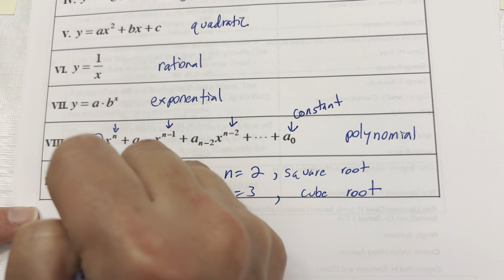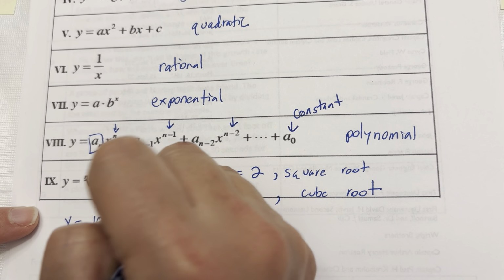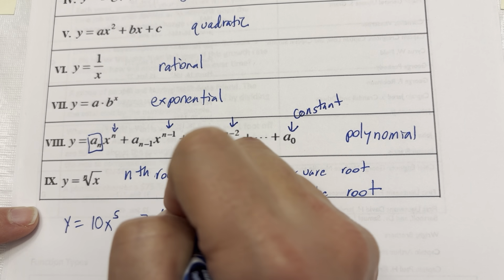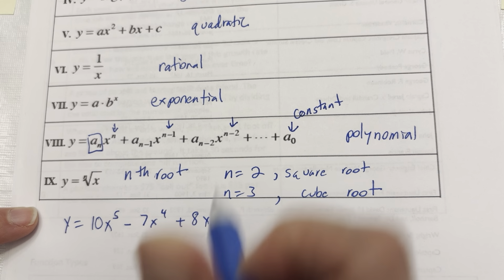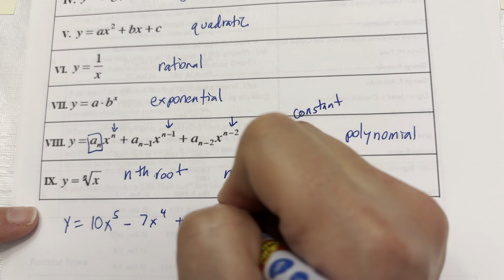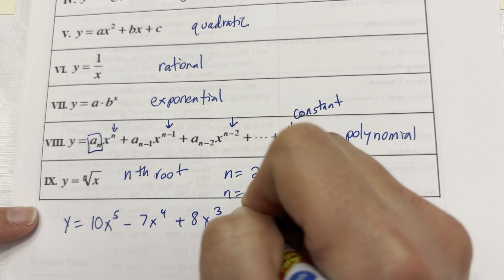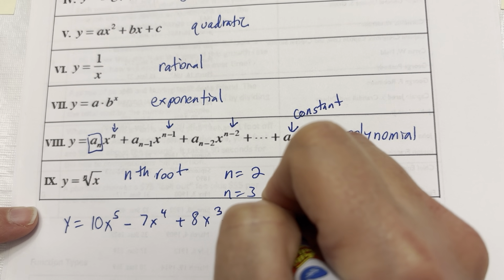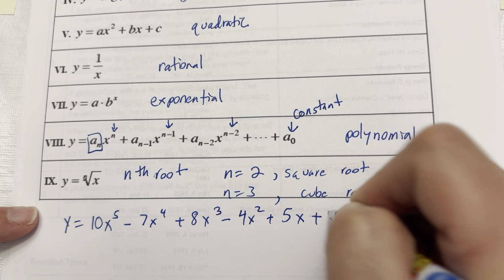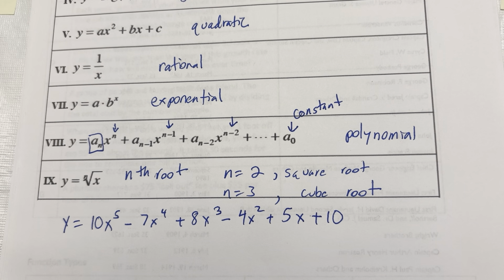We could have 10x to the 5th, and then another coefficient like 7x to the 4th, and I'm just going to fill this in, making stuff up. But you'll notice that my powers are going down: 5, 4, 3. We'll make this 4x squared plus 5x, and we'll give it a constant of 10 because, I don't know, seems like a good idea.